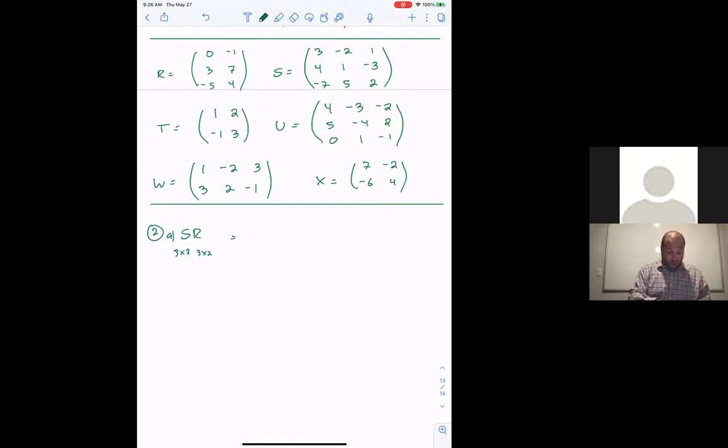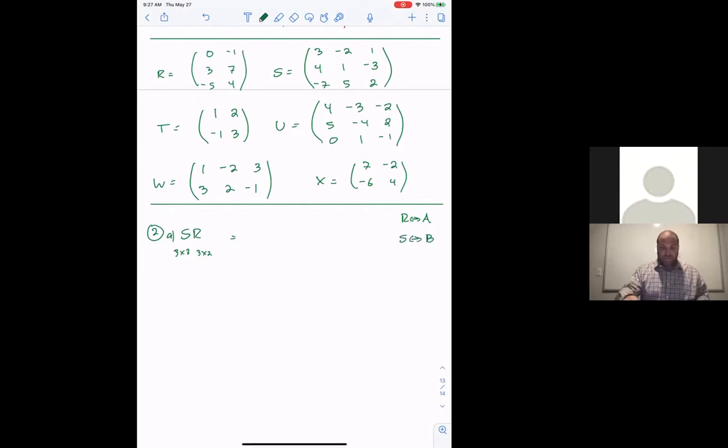Hold on, I'm starting again. I'm going to put all 6 matrices into my calculator. So second matrix, edit. The first matrix is 3 by 2: 0, negative 1, 3, 7, negative 5, 4. So in my calculator, R is my A matrix. Next one, edit B. That's going to be 3 by 3. So S corresponds to my B matrix.